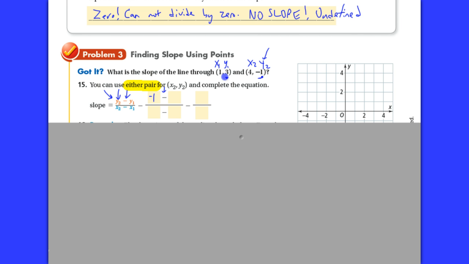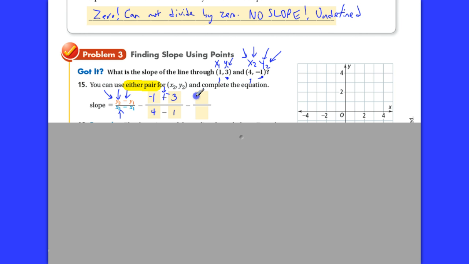Now this is y sub 1. It's negative 1 minus 3. See how I got that? Negative 1, y2, minus 3. In the denominator, we look back to that formula, x2, which is 4, minus 1. Now you do have to go back to the one you started with. If you do y2 first in your slope equation, then you have to do the x sub 2 first. Now you subtract negative 1 minus 3, change it to addition, plus negative.